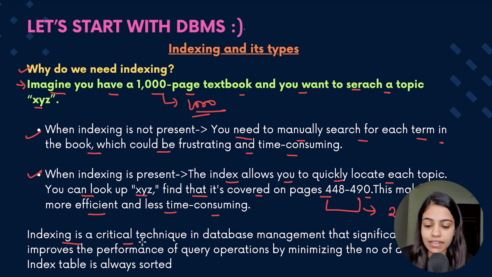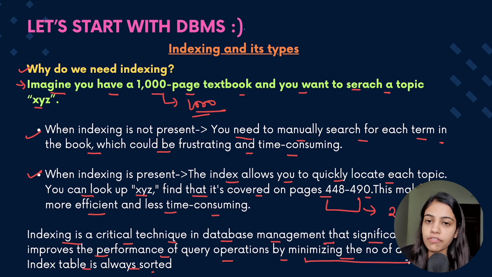So indexing is a critical technique in database management systems that significantly improves the performance of query operations by minimizing the number of disk accesses. The index table is always sorted. Now what does this mean, minimizing the number of disk accesses?